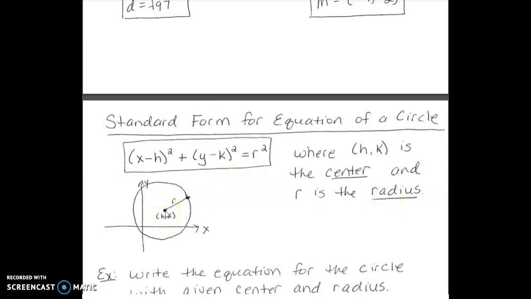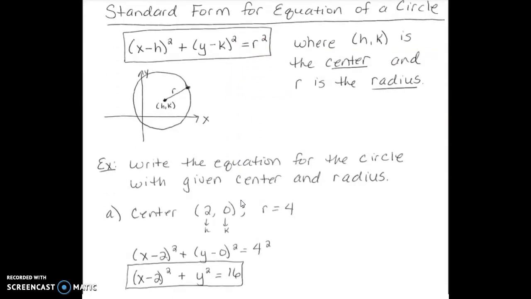So the center means the point in the middle, and the definition of radius means the distance from the center to any point on the edge. So if we locate the center and we know the value of the radius, we can find several points along our outer edge to draw the graph. So we're going to start by writing equations, then we'll look at how to graph a circle. Anytime it says write the standard form for the equation of a circle, your answer should look like this. So you need to know the center coordinates and you need to know the radius and plug them in.